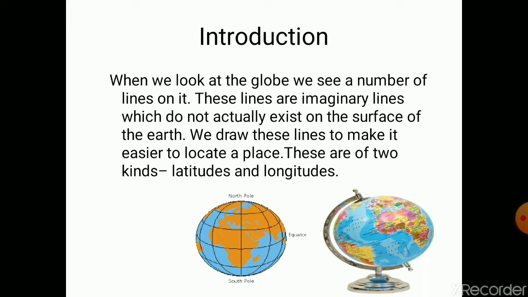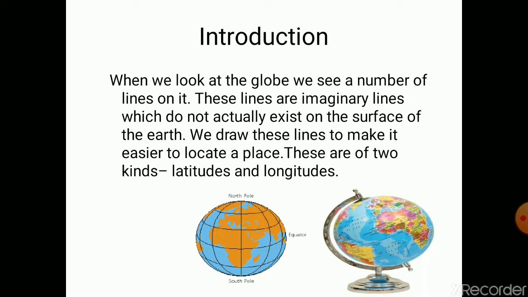To find a place on a globe or a map, we use a system of imaginary lines known as latitudes and longitudes. The lines that run in the east-west direction are called parallels of latitudes, and lines that run in the north-south direction are called the meridians of longitudes.